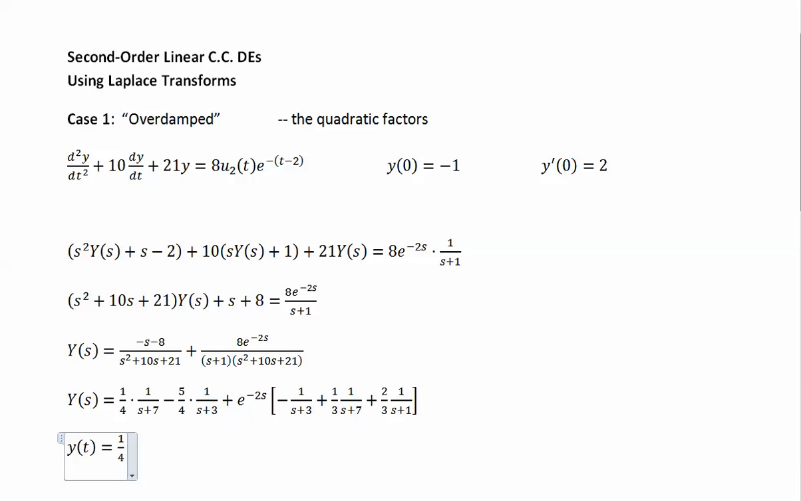We would get, for example, for the 1 over s plus 7, that is the Laplace transform of e to the minus 7t, and we'd have minus 5/4, and the 1 over s plus 3 term gives me an e to the minus 3t.